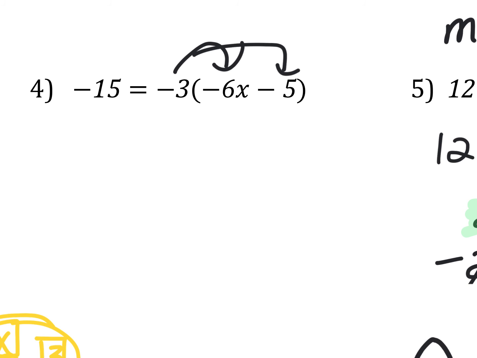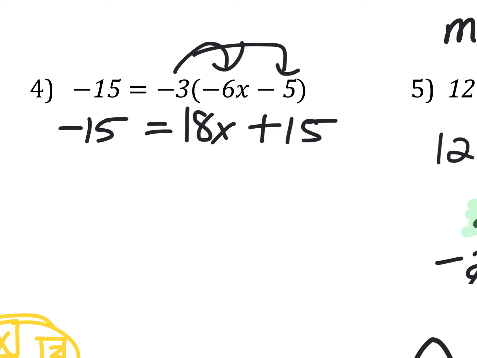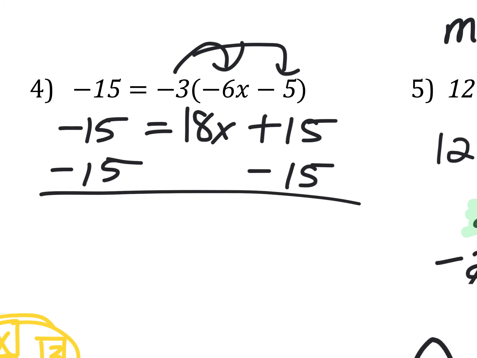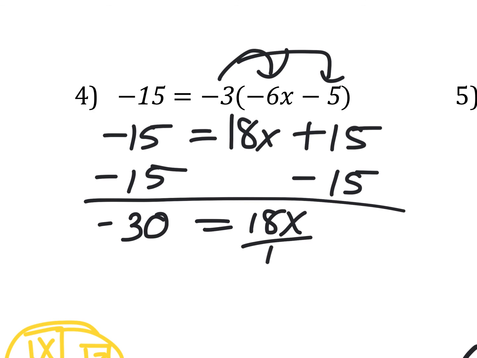So negative 3 times negative 6x is positive 18x. Negative 3 times negative 5 is plus 15. If I cancel out that plus 15 with a minus 15, this part we should definitely be doing in our sleep at this point, y'all. So we should have negative 30 is equal to 18x. And then divide both sides by 18.